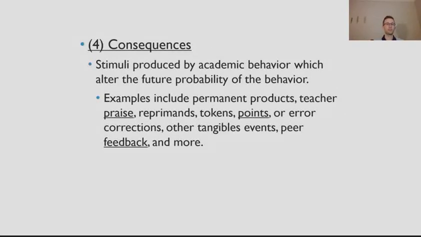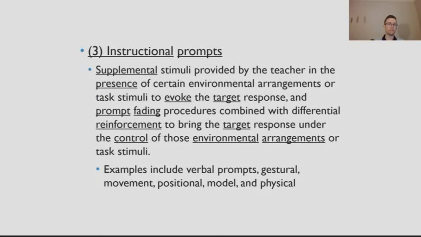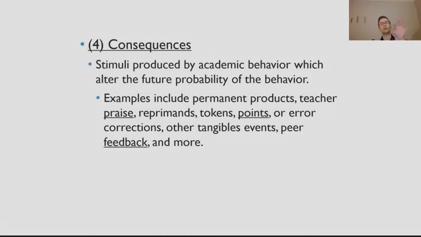The fourth category consists of consequences. So far we've talked about antecedent stimuli, the naturally occurring antecedent stimuli that would evoke relevant academic behavior, and the prompts that you could add and then gradually fade out as you differentially reinforce correct responses in the presence of those naturally occurring environmental arrangements or task stimuli. And now we're looking at the third term in the three-term contingency for operant behavior, right? So you have antecedent, response, consequence. We've looked at antecedents, now we're talking about consequences.